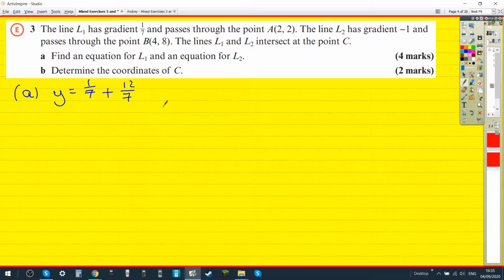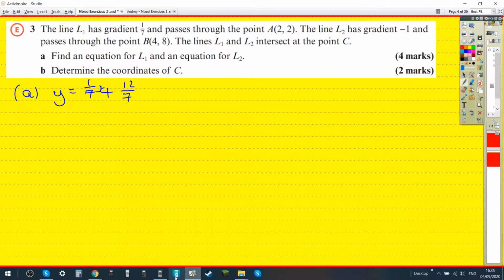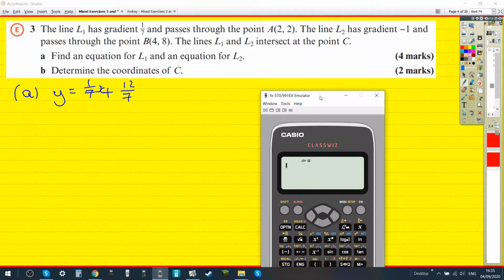Okay. And so should I do L2 as well? Yeah. You did that one a bit too well. And then for L2, I got y equals minus x plus 16.